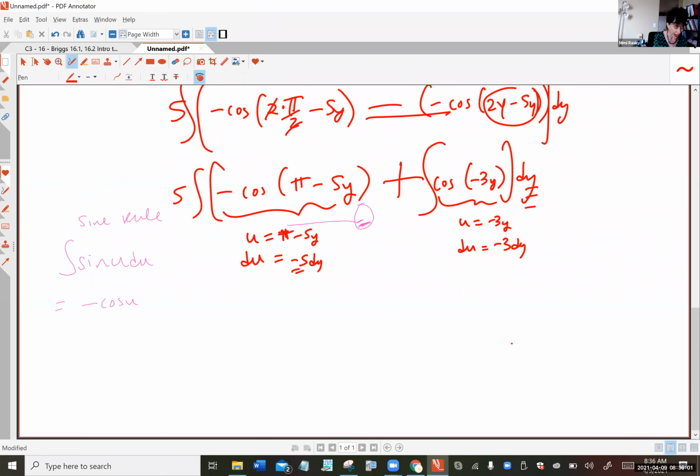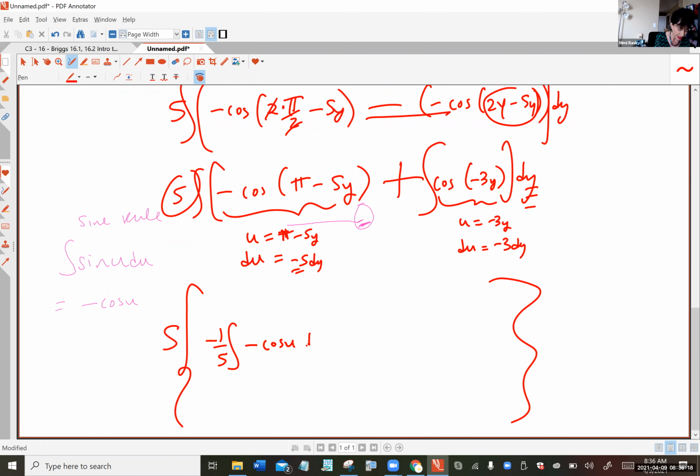dy. So I still have this 5 that's all the way out there. So I'll do these separately. For the first integral, I'm going to divide by negative 5, so a negative 1/5. And it looks like I'm going to have my negative cos u du for that first cosine, plus, and I'm going to need the negative 3, which means I'll put a negative 1/3 out in front there, and then I'll have a cos u du. Is everybody following me here?